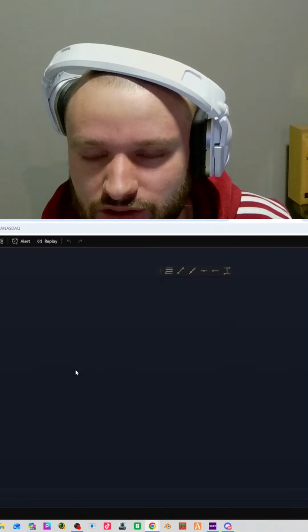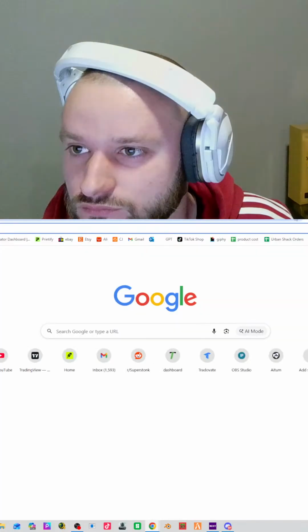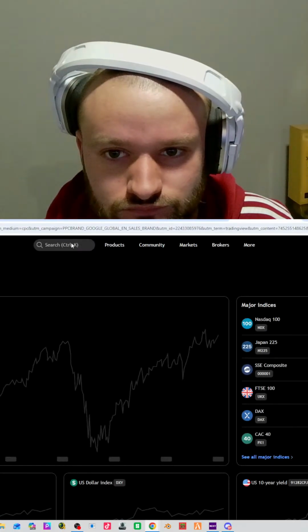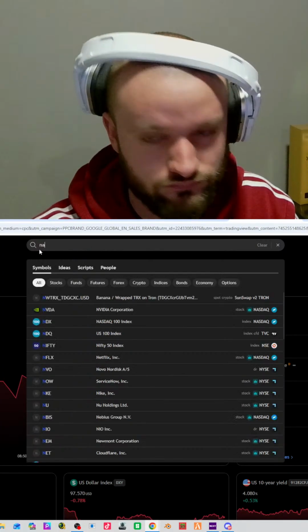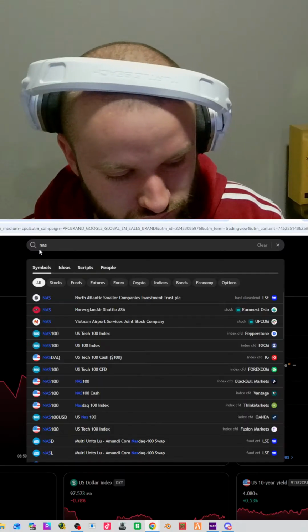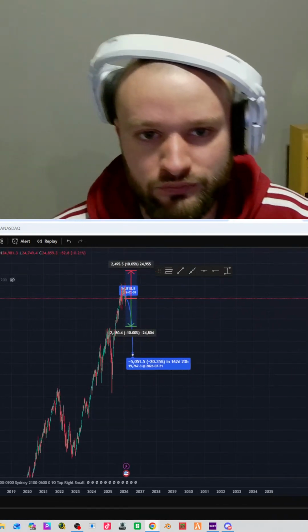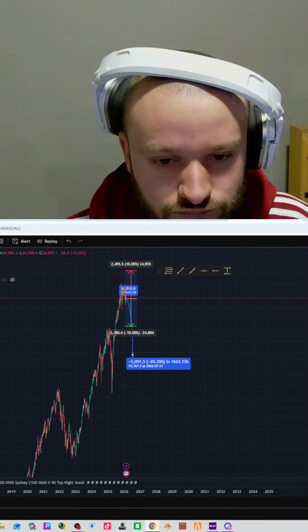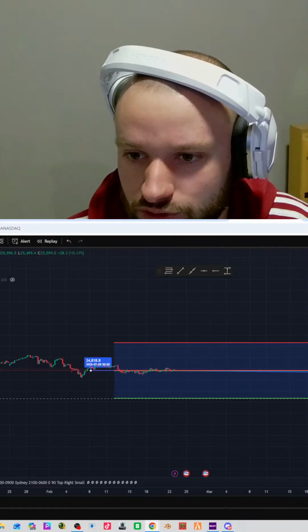Let's try the NASDAQ. I think we're just on it. We're going on the 4-hour chart. Try to find some liquidity sweeps on here.